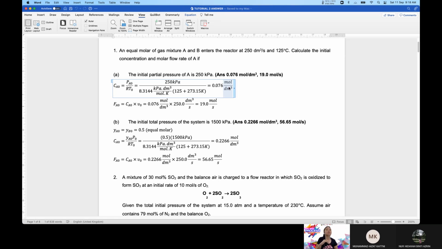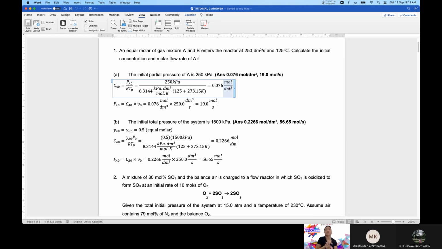So if you want to find concentration, your unit are consistent with what you want to find. Most likely your calculation is correct. Means kamu punya formula tu kamu guna most likely. Taklah 100% garanti juga. Tapi most likely kamu punya pengiraan tu adalah betul berdasarkan unit yang kamu dapat. So done for CA0. Okay.